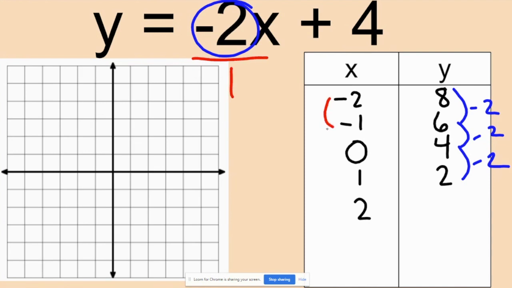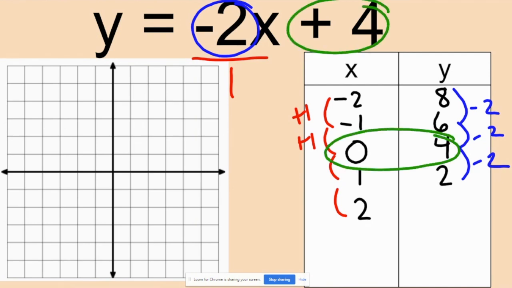Well, what's my pattern right here? Oh, yeah, it's going up 1 every time. That would be my up 1 of my fraction. I wonder if we can find the y-intercept anywhere. Hey, look, there it is. So just another way of doing the same problem.